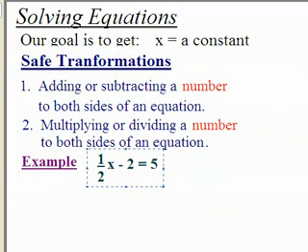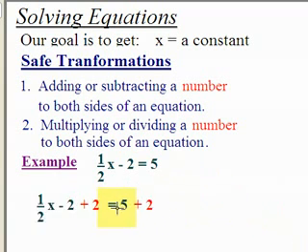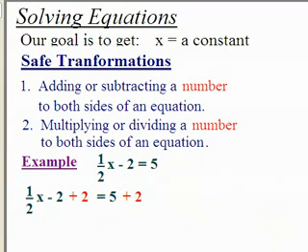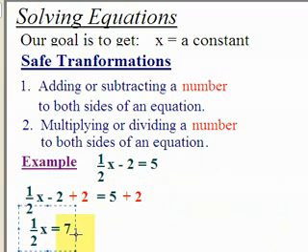For example, if this is the equation here that we're trying to solve, 1/2 x minus 2 equals 5, then what we're going to try to do is to isolate the variable, get the variable by itself, and we're first going to start out by adding 2 to both sides. And when we add 2 to both sides, we get an equivalent equation to the first one. We get 1/2 x equals 7.